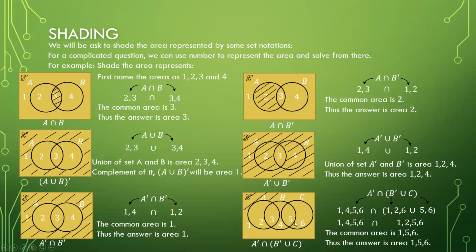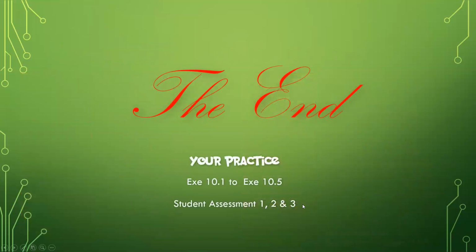Shade the area. Okay. So this is how we use the numbers to represent the area, and then whatever the complicated question is, you just use the normal way. Find out what is the area, and then find out what is the intersection, and follow the question to shade the area. Okay, so basically that is the end of the chapter.